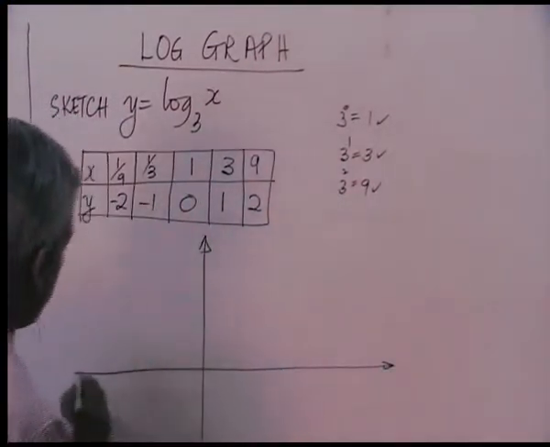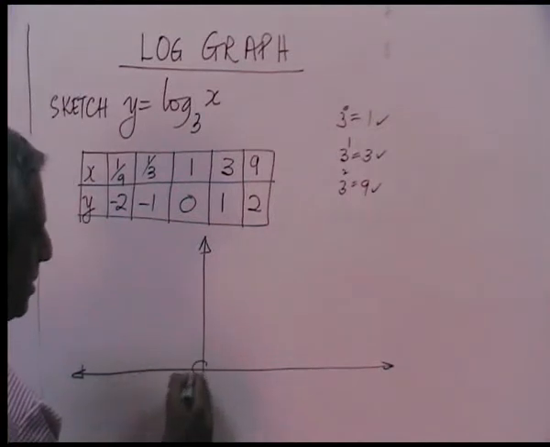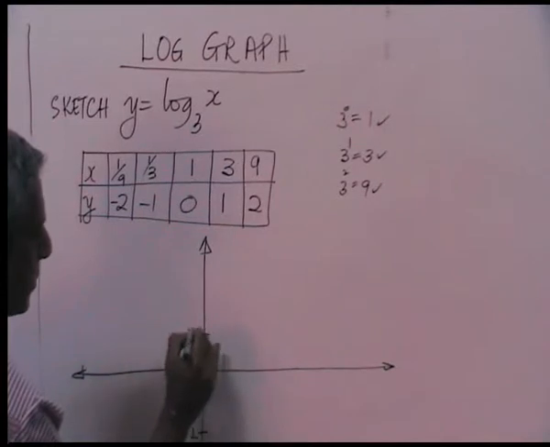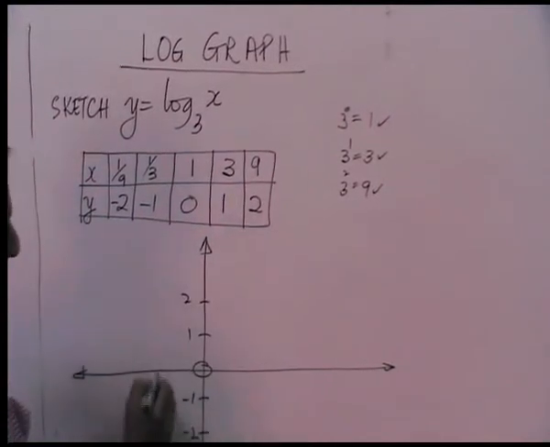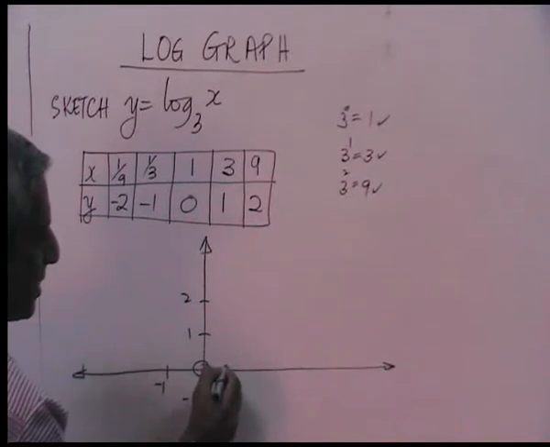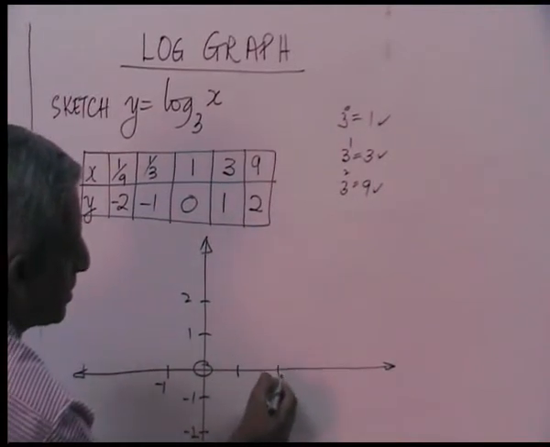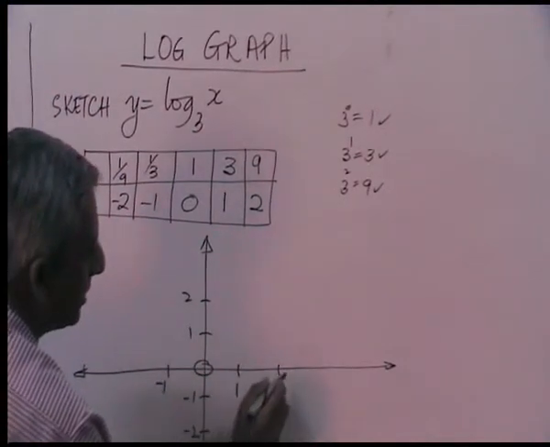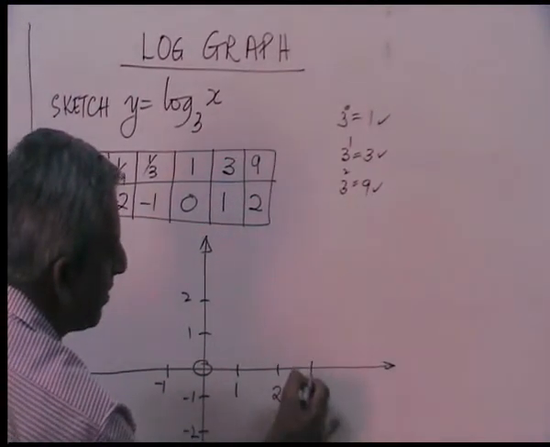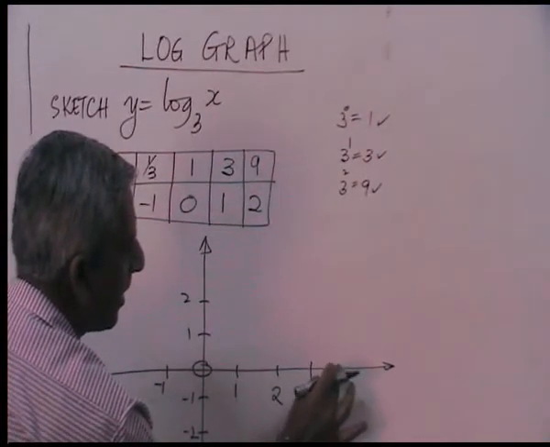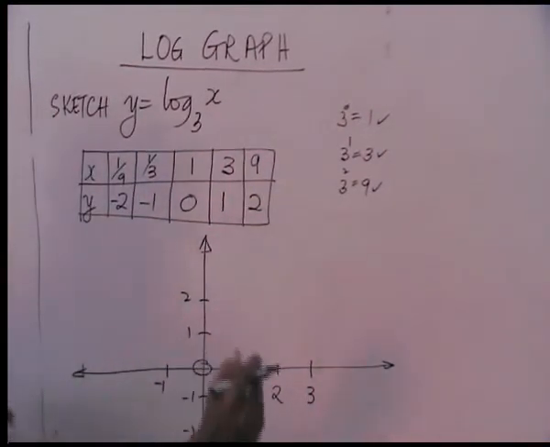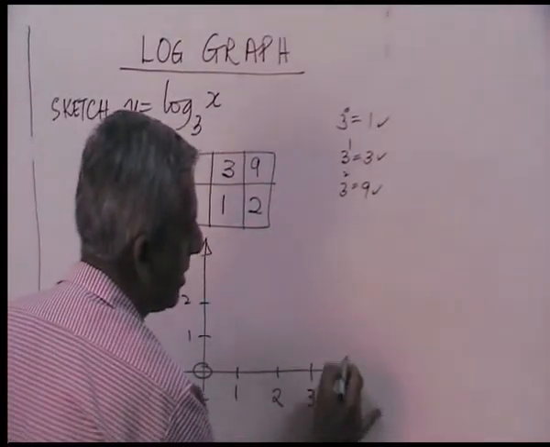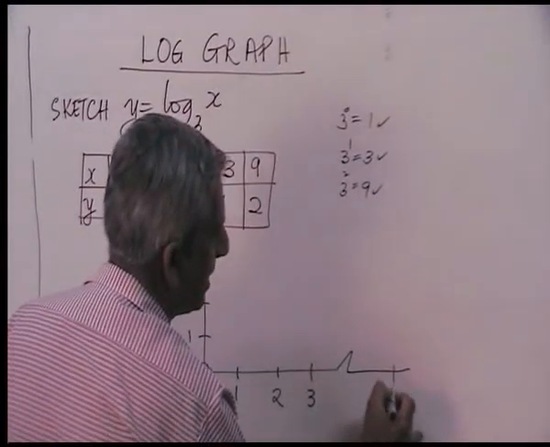And a rough sketch will do here. Minus 1, minus 2, that's 1, that's 2, and let's say that's minus 1, and that's 1, 2. Now what are we going to do? Alright, so that's 1, 2, then that will be 3, and then I'm not going to draw right through till 9, but let me do this. I can do that, and write 9 here.